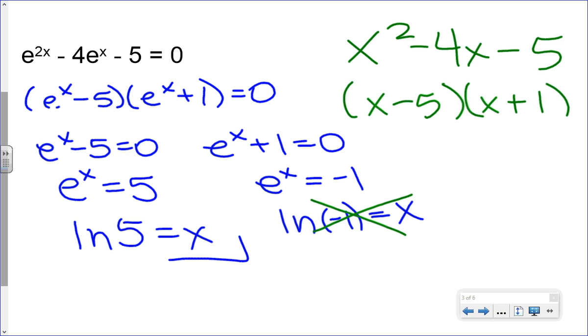So we only get one answer, even though we had kind of a quadratic type of problem, because our second answer doesn't make sense in our problem. We might get something that algebraically can work, but not inside the function itself.